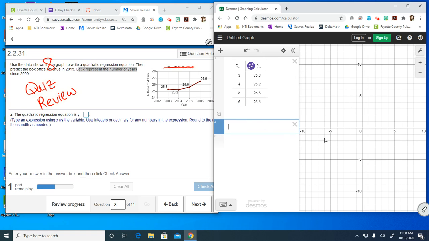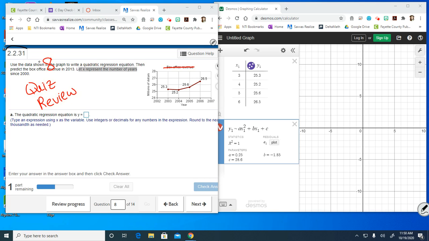But I need to get a regression equation, so I'm going to type in y1 with the tilde symbol, a x1 squared plus b x1 plus c. The first time I went over this was in section 2-2. So if you're having trouble figuring out where I came up with this, you might want to go back and watch the video or look at your notes from 2-2 on what this means.